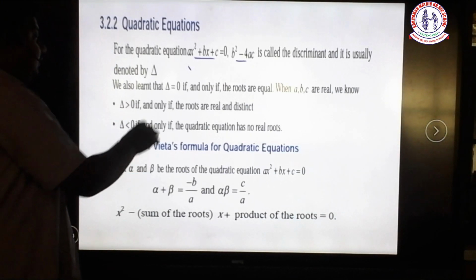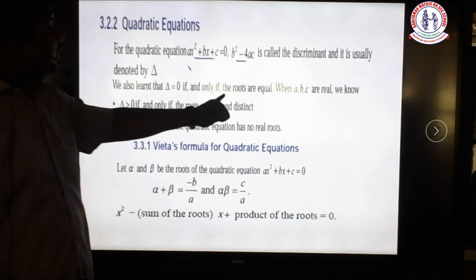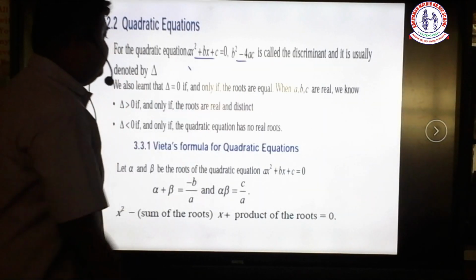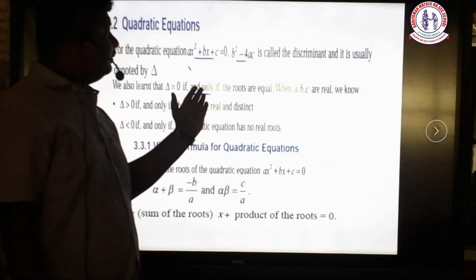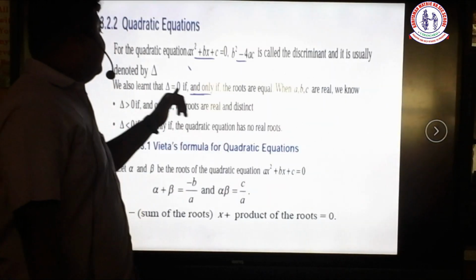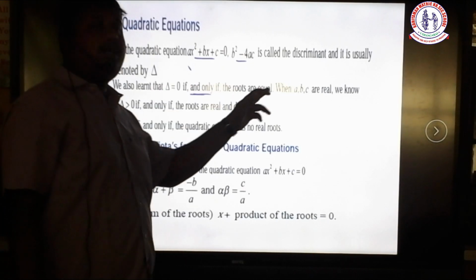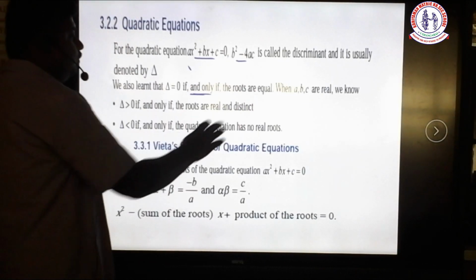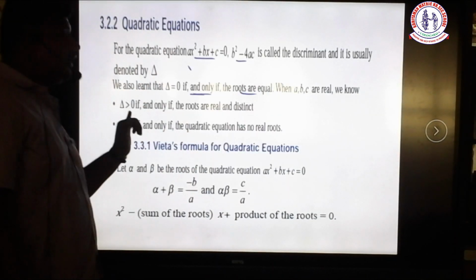First one: delta is equal to 0, the discriminant becomes 0, if and only if the roots are equal. If and only if, this is the important one. It means the roots are equal. Suppose the problem says the roots are equal, you can take delta is equal to 0. Suppose delta is equal to 0, you can take the roots are equal. The next one: delta greater than 0.